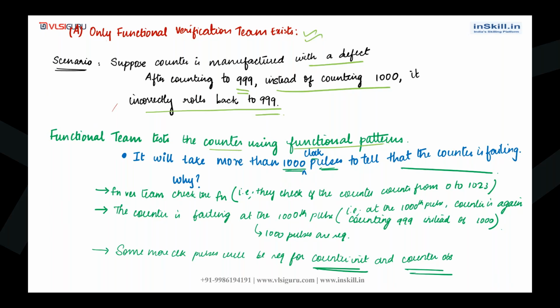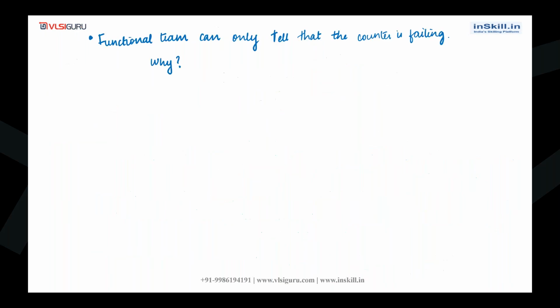So ultimately, we can say that a functional verification team tests the counter using functional patterns. In that case, it will take more than 1000 clock pulses to tell that the counter is failing. Functional verification team can only tell that the counter is failing. The reason is they will be checking the functionality.